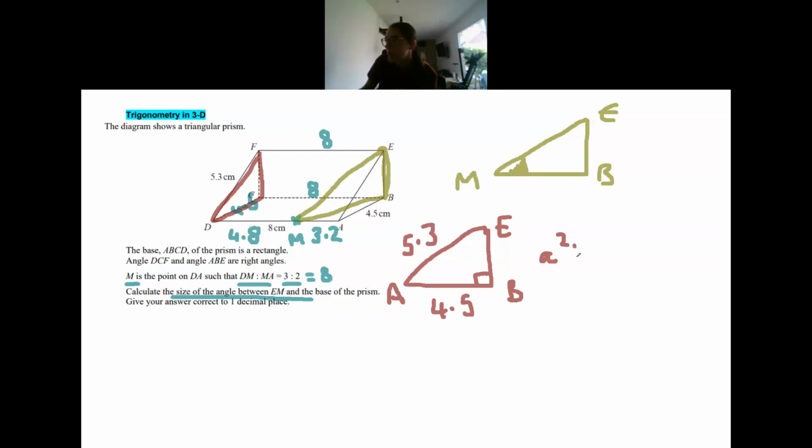A squared plus B squared equals C squared. Key point with Pythagoras, your hypotenuse is C. So I'm doing, to find this one, 5.3 squared minus 4.5 squared. Square root that answer, 2.8. So 2.8 is EB. To find out an angle, I need at least 2 lengths to use SOHCAHTOA. So I'm looking for another right angle triangle.